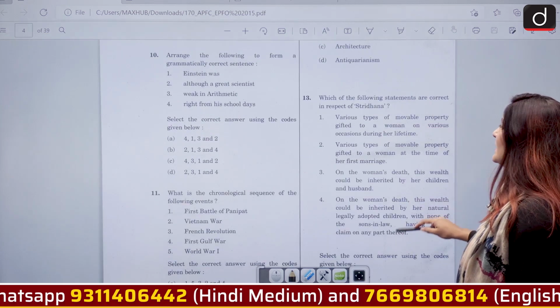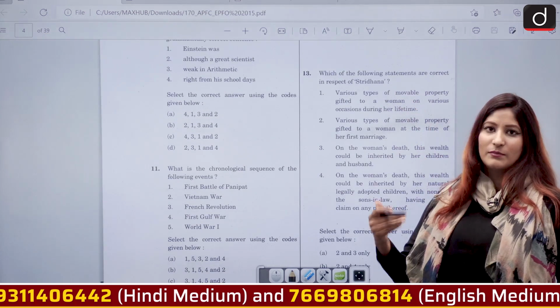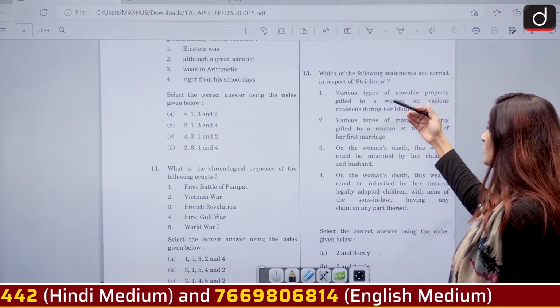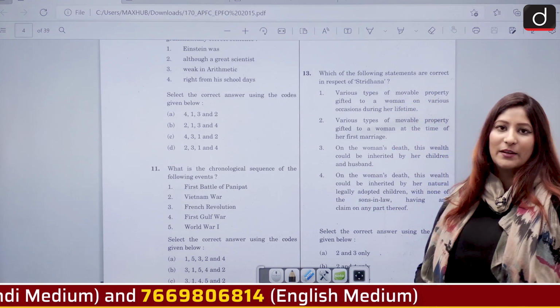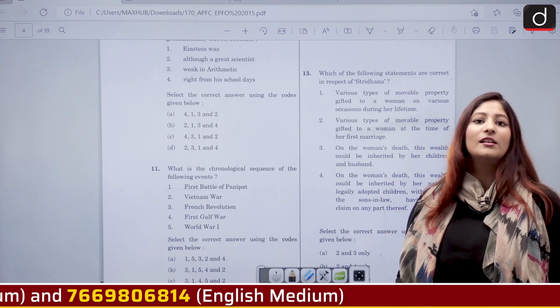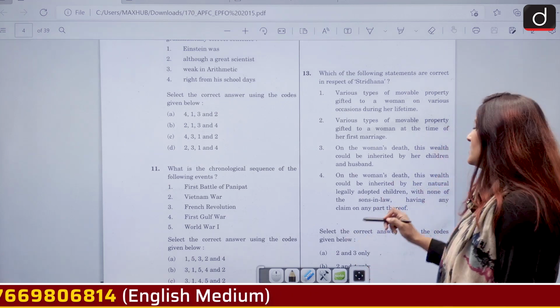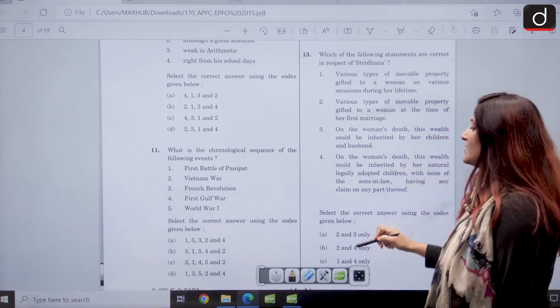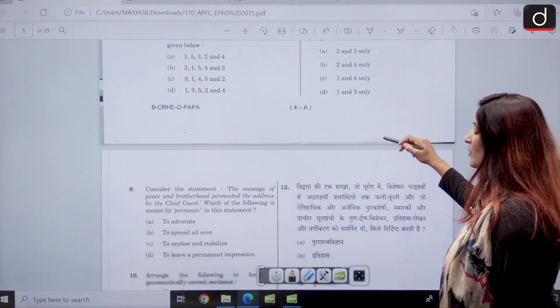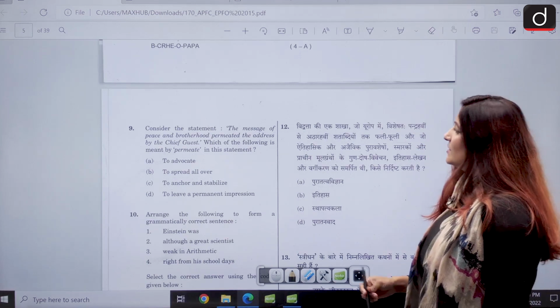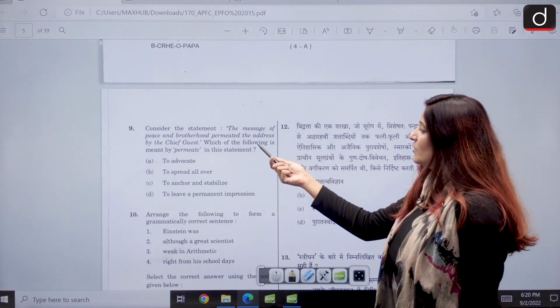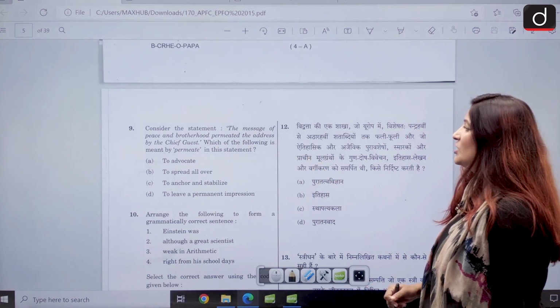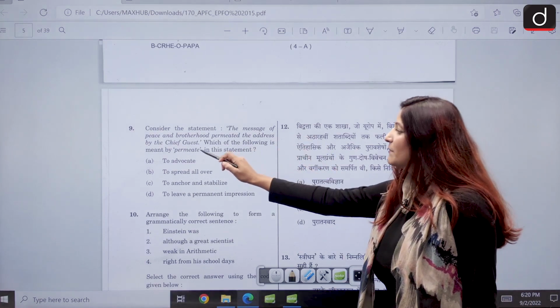Then again, you see Stridhan, what does it? The sentences are given. So you have to select what is correct with respect to Stridhan. This can be from the legal section as well. So statement based as well as word based, you can see the balance of this question paper. Beautiful. Then consider the statement: the message of peace and brotherhood permeated the address by the chief guest. Here, what does permeate mean?